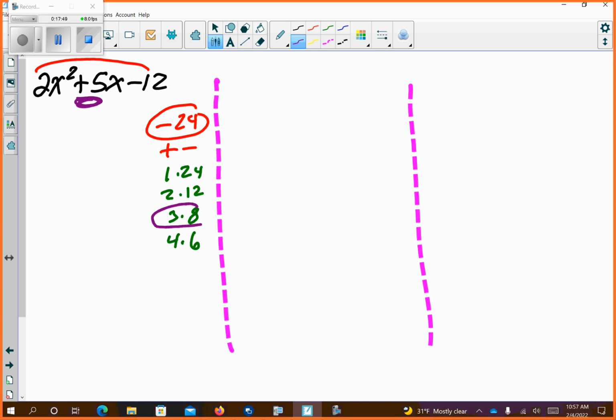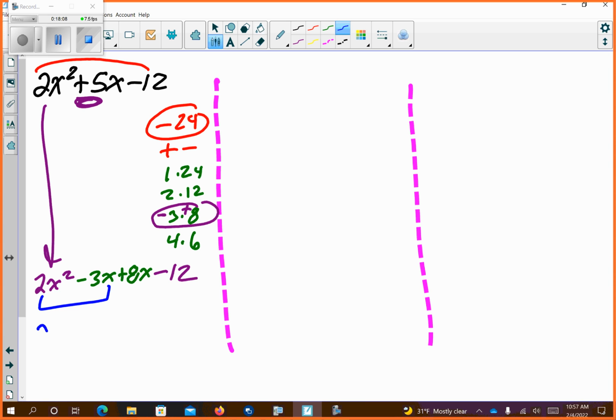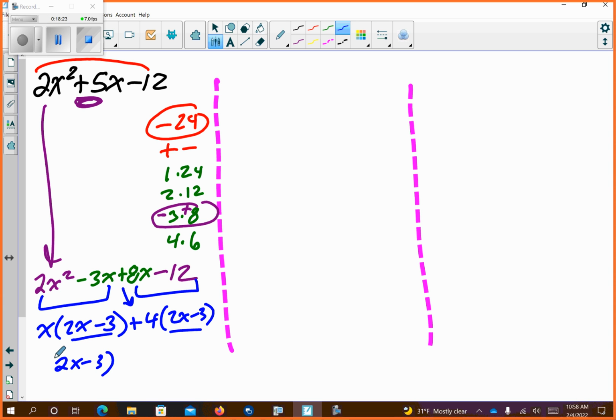3 and 8. Which one has to be positive? 8. Good. So I'm going to bring this down. Bring down the minus 12. So you get minus 3x plus 8x. Factor a 4 out. What do you have left? You have 2x minus 3, and then you have x plus 4 is the other one.